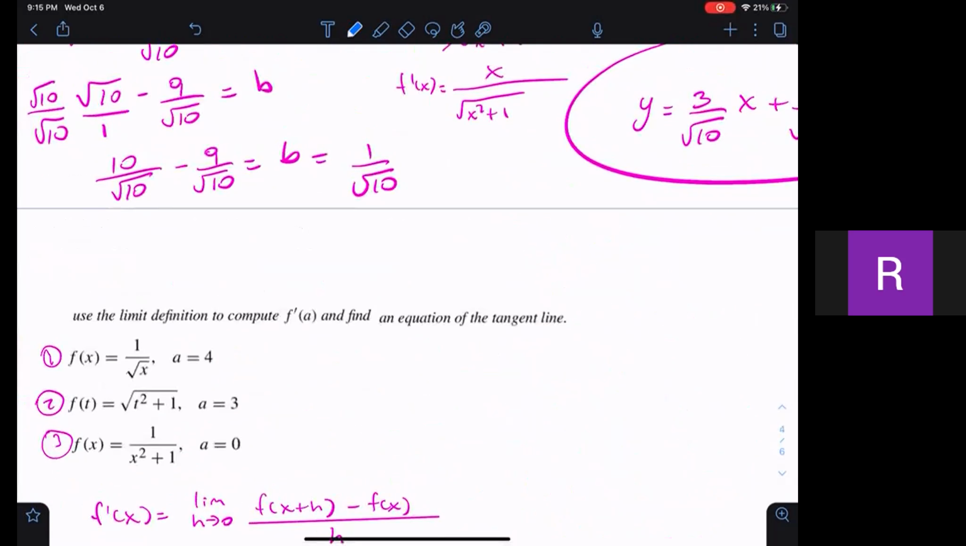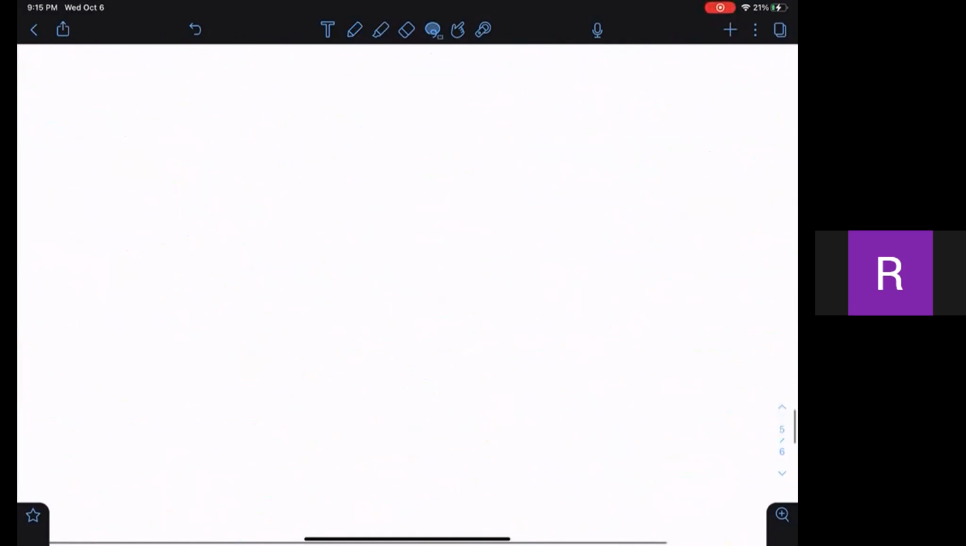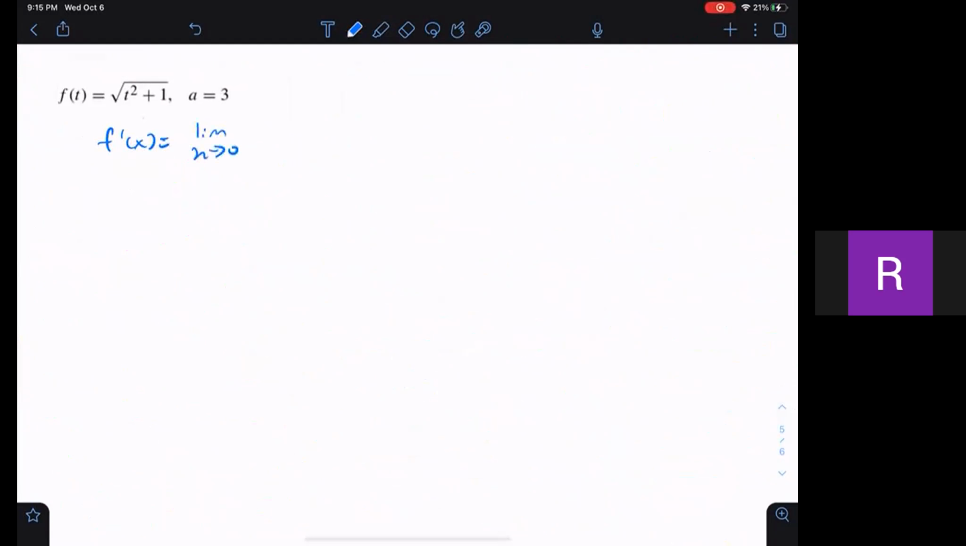2. Find the equation of the tangent line. So let me copy this, and let's keep solving this, right? Okay, so the definition, right? f prime of x equals the limit as h approaches 0 of f of x plus h minus f of x over h. So just plug in the function. I'm going to make it x to make it simple, okay?